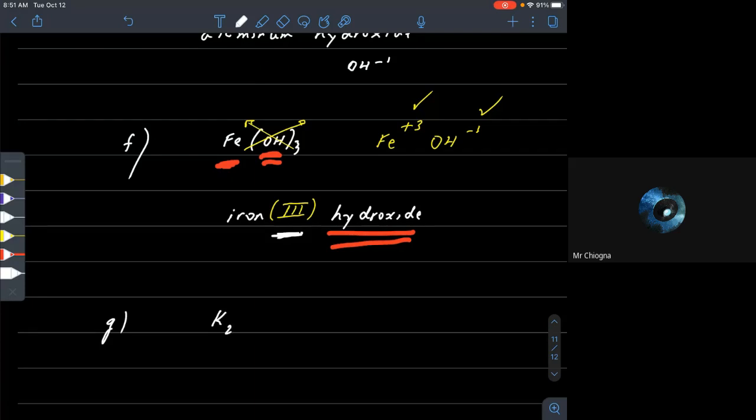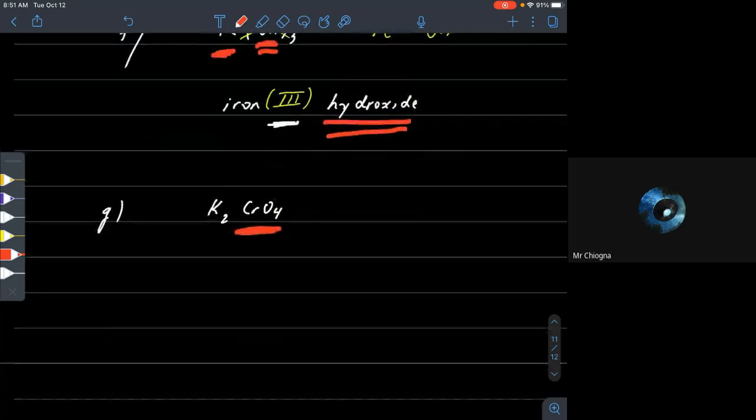So K2CrO4. This takes the place of a nonmetal. It's a polyatomic. You can look what that is. It's chromate. So this becomes potassium chromate.